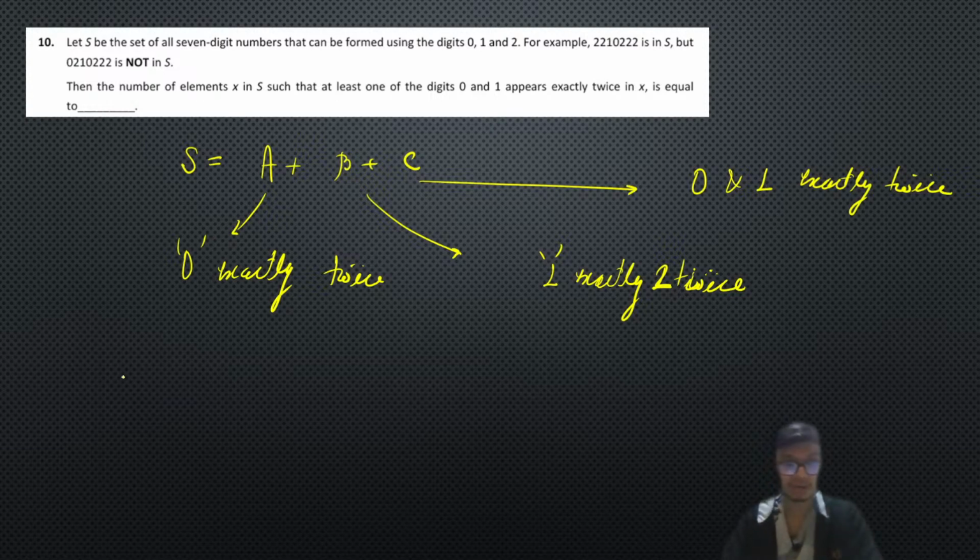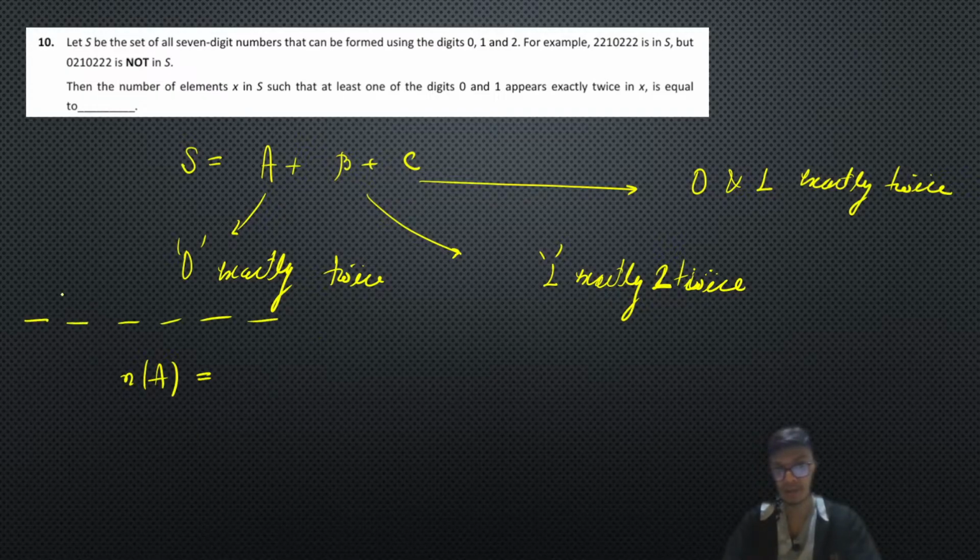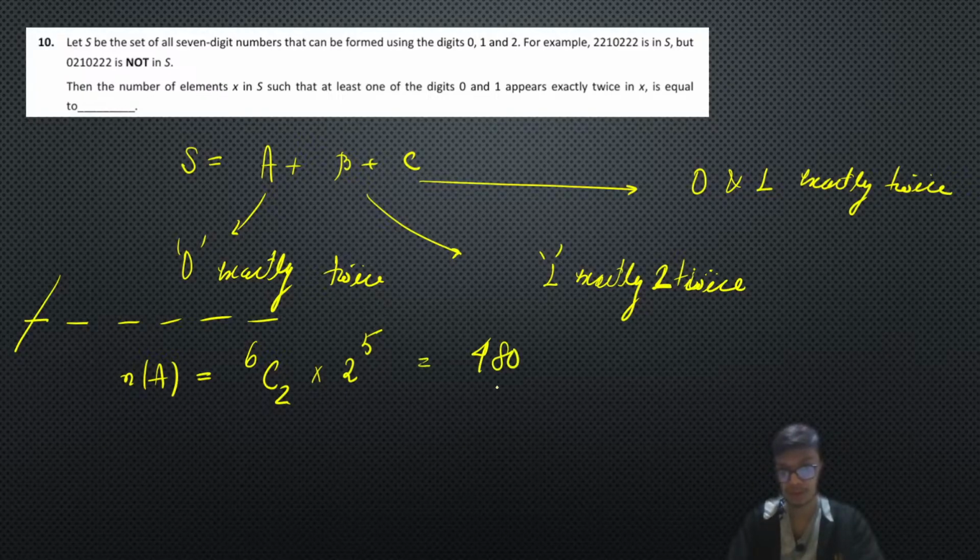So if I count the number of elements in set A, 0 is occurring exactly twice, so there are 2 places where it has 0. Out of the 7 places, I leave the first place, and then out of the 6 places, I have 2 places where I can put 0. The remaining places I can fill with 2 numbers, that is 2 to the power 5. So this is going to be equal to 480.